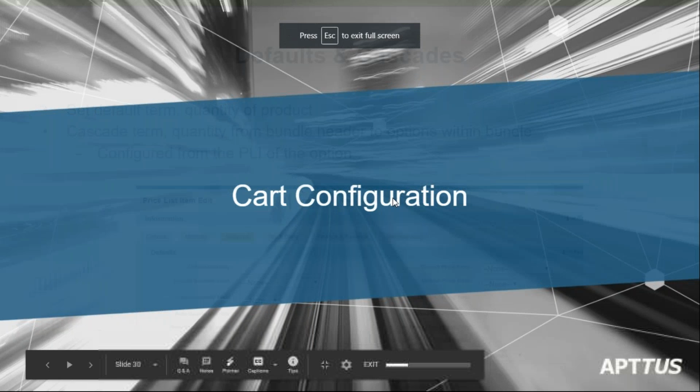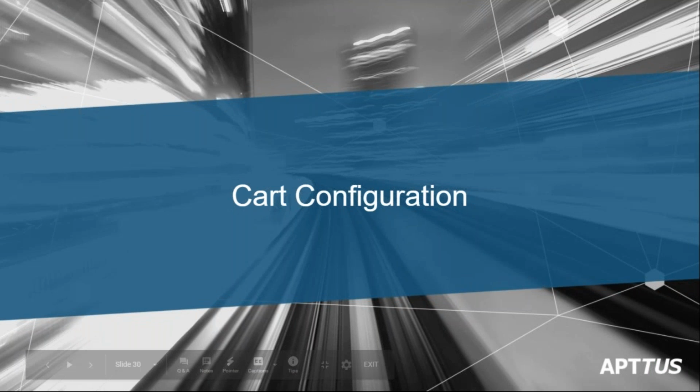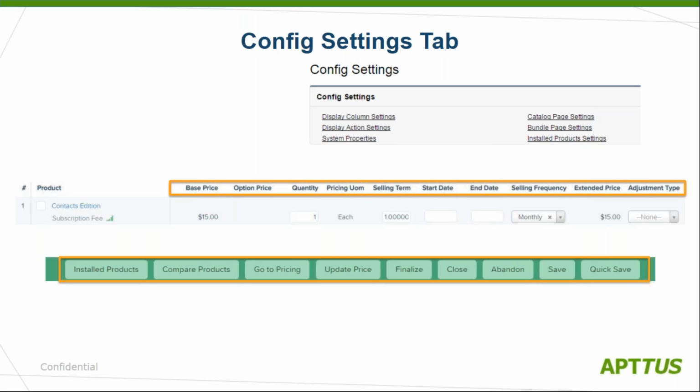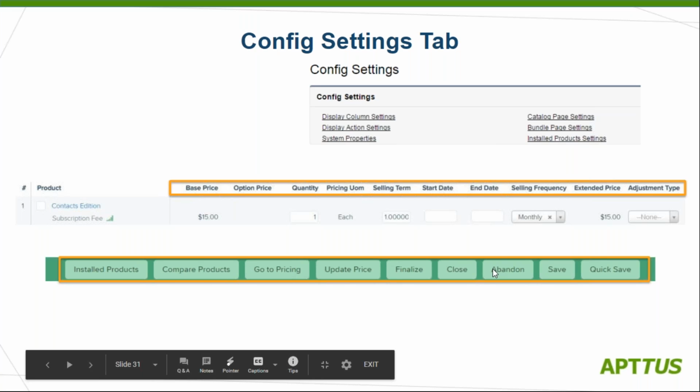All right. So now we'll talk about the cart configuration. As I told you, we can expose certain fields on the cart page, and we can also add or remove any of the fields which we want from the cart page. There is this config settings tab where we need to go in order to take care of the column fields that you want to show on the cart page, and also if you want to make changes to any of the buttons that you see.